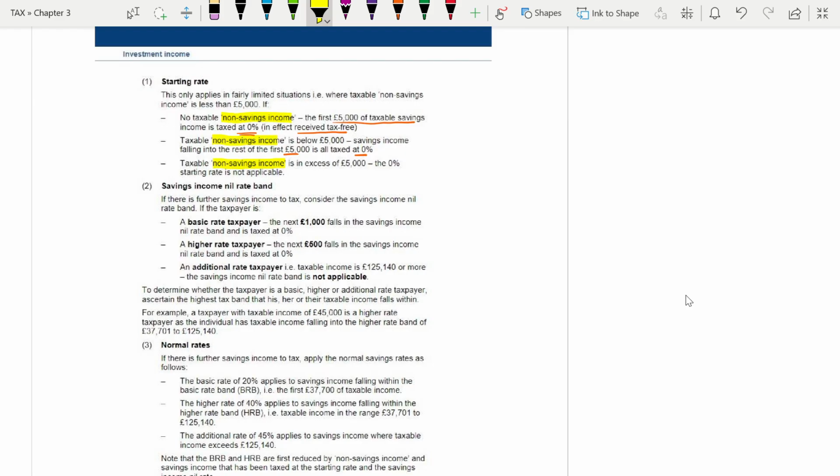Is it in excess of 5,000? See the thing. Now, what they say: if there is further savings of income tax, savings income goes to the savings nil rate band. If the taxpayer is a basic taxpayer, if the next 1,000 falls in the savings income, what is the higher tax bracket? In the higher tax bracket, the next 500 is at 0%.